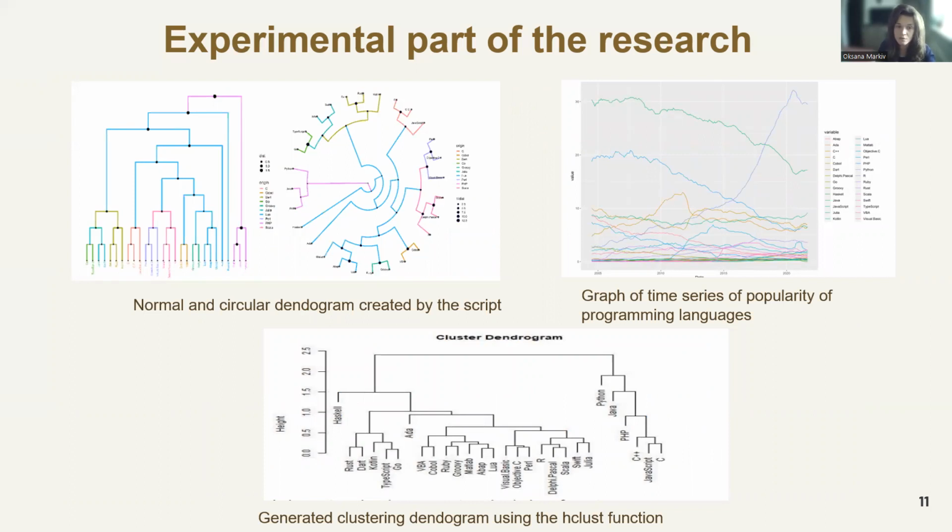So here we see a dendrogram created by the script for the graph of time series popularity, a generated clustering dendrogram using the hclust function. The dendrogram is good when this kind of analysis was made previously. And the main conclusions are that the most popular languages nowadays are Python and Java during the observation period, but these languages are completely different. Sometimes there is animosity between them, but both are really popular. PHP is not so popular now.